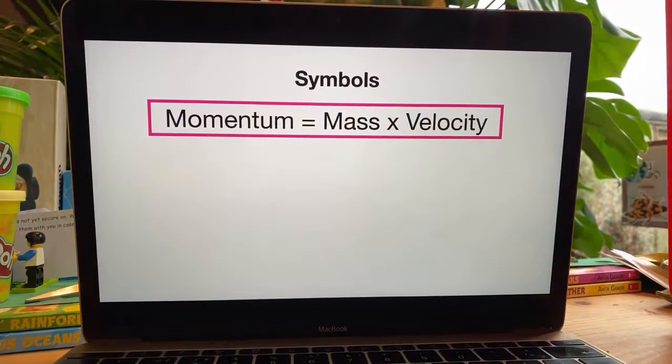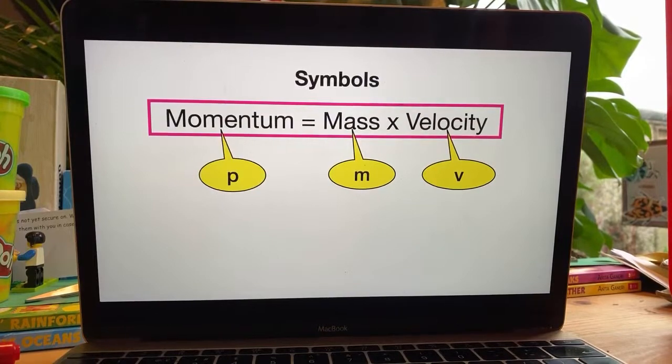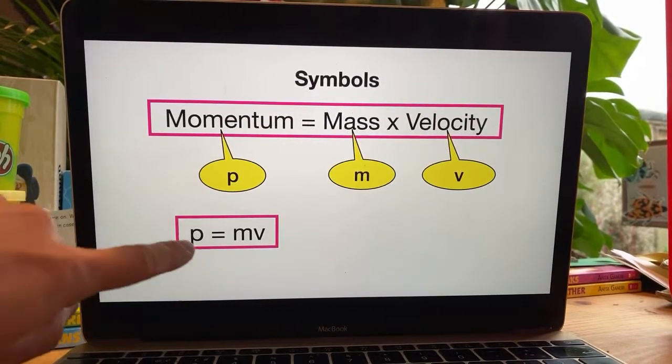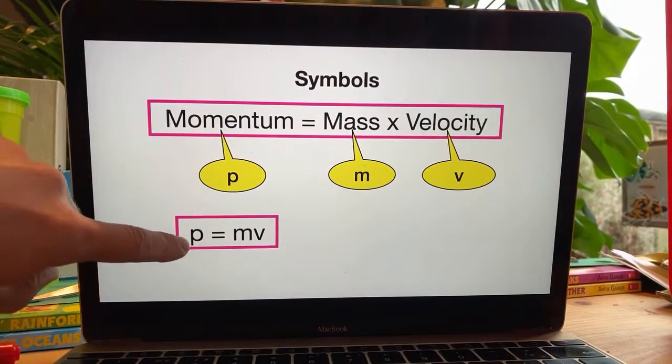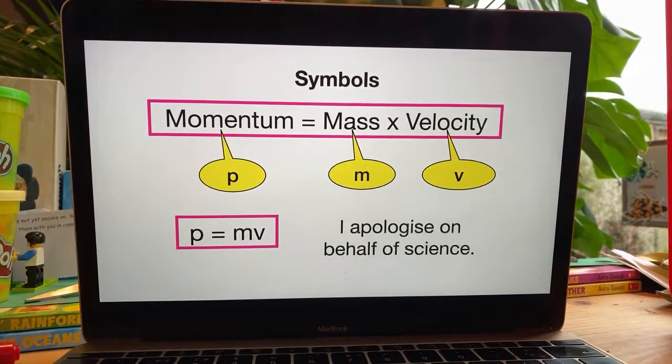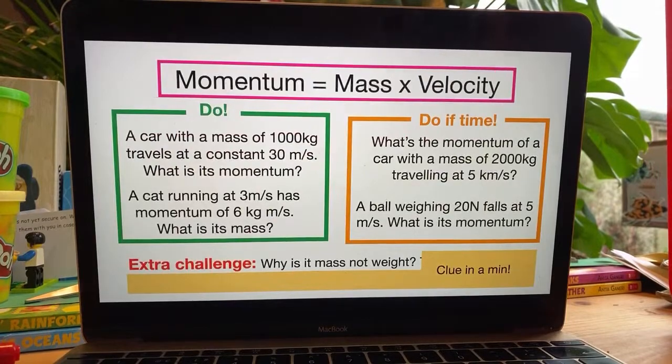Here are your symbols, if you don't want to have to write out the whole equation. We know that the symbol for mass is a little m. We know that the symbol for velocity is a little v. So the symbol for momentum is obviously a small p. If you want to write this equation out quickly, it's little p equals mv. I apologise on behalf of science. What can we do? So here are your questions.